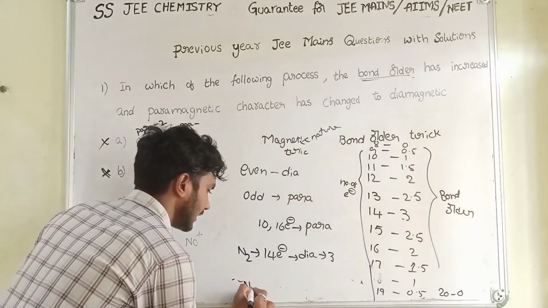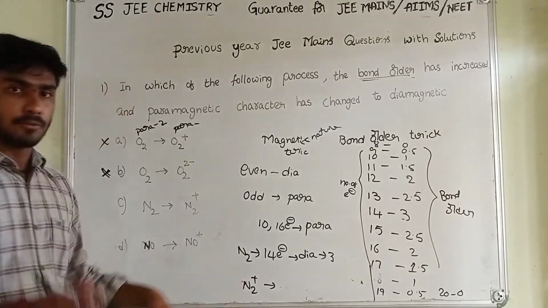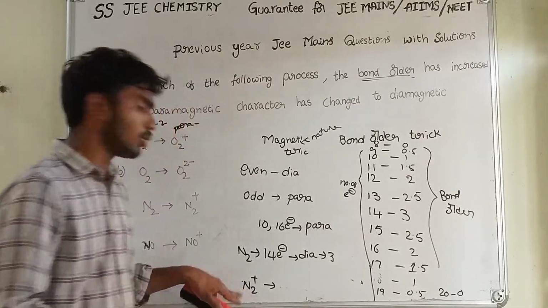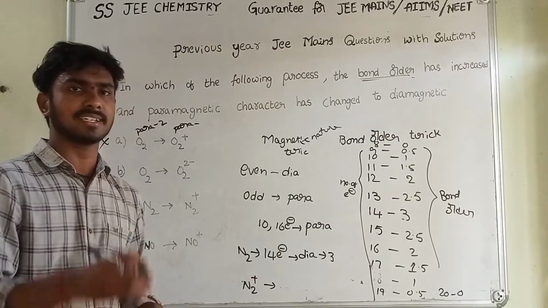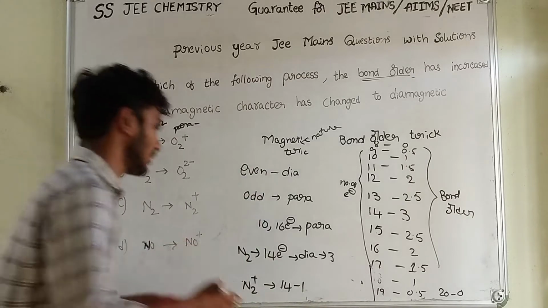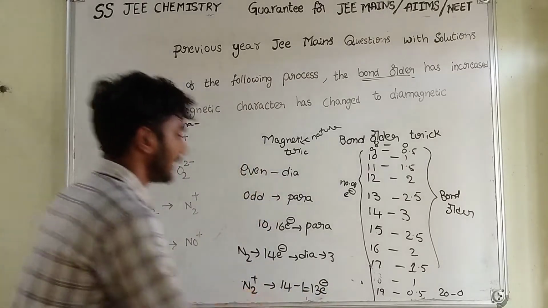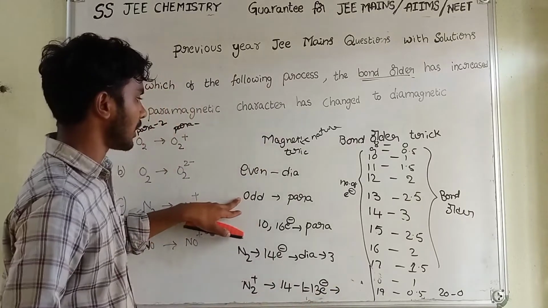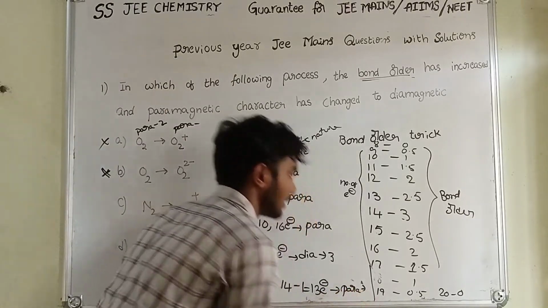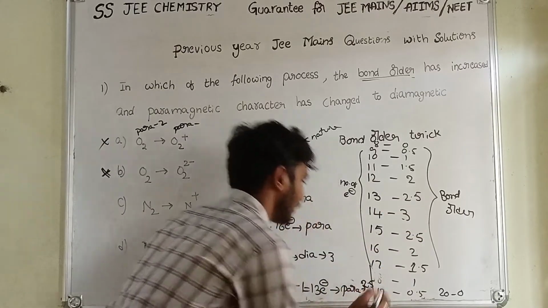N2 plus means if we remove an electron, we will get a positive charge. So N2 means 14 electrons, plus charge is there. So 14 minus 1. We are removing 1 electron. So 14 minus 1 means 13 electrons. Okay. 13 electrons means it is an odd number. So paramagnetic nature. 13 means bond order 2.5.